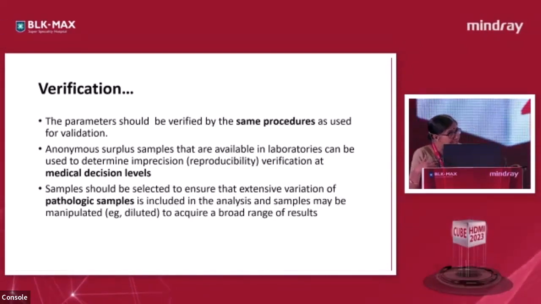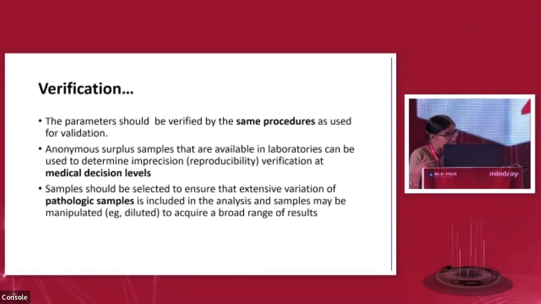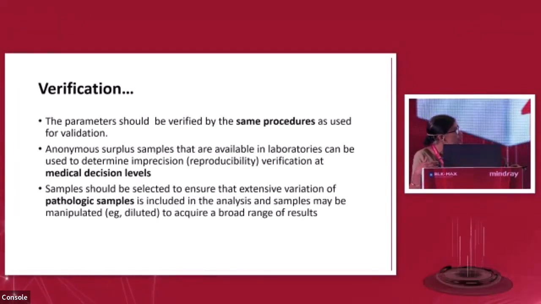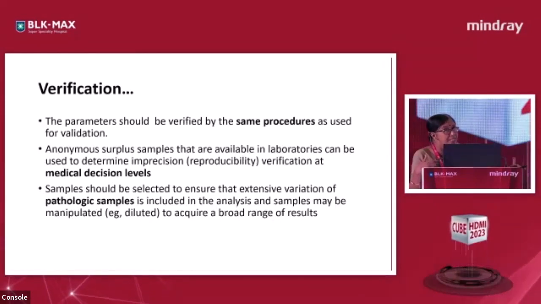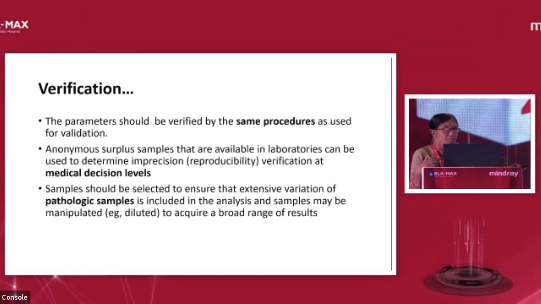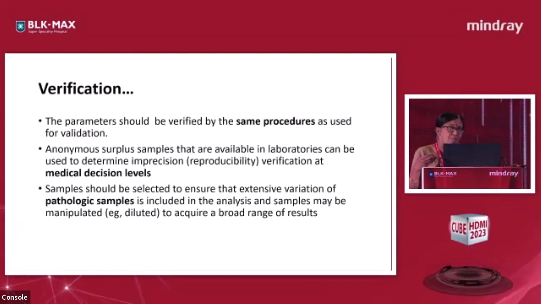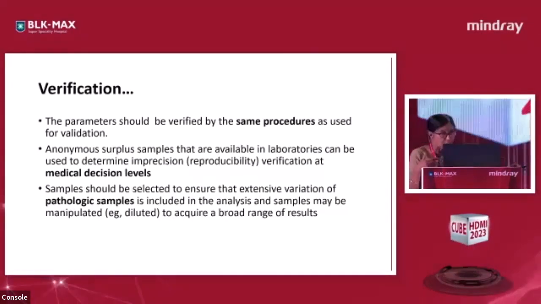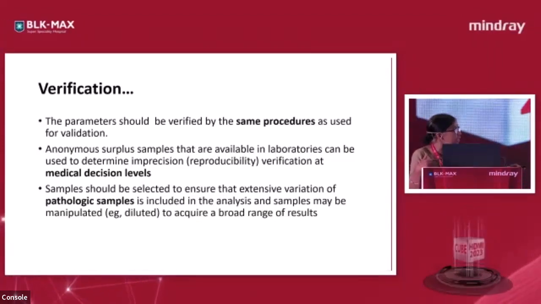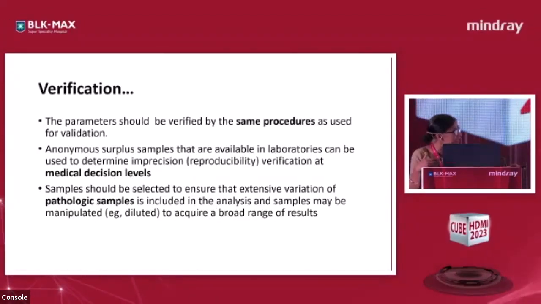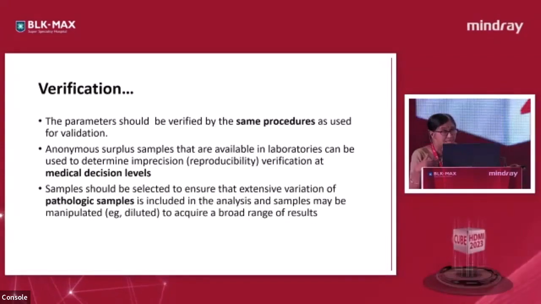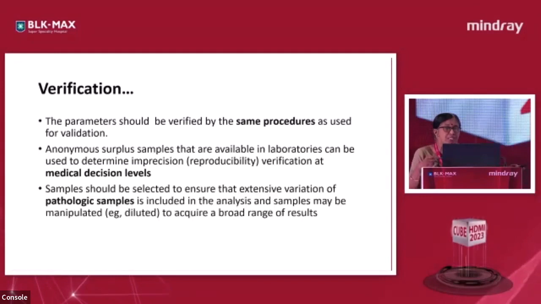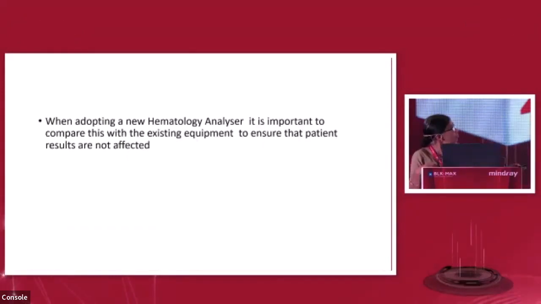We routinely use anonymous surplus samples that are available in our laboratories to determine the degree of precision and at medical decision values. That's very important because these can play a role in transfusion threshold decisions. So samples should be selected to ensure that extensive variation of pathological samples is included in the analysis, and in these situations, sometimes you could even dilute these samples to acquire a broad range of results.